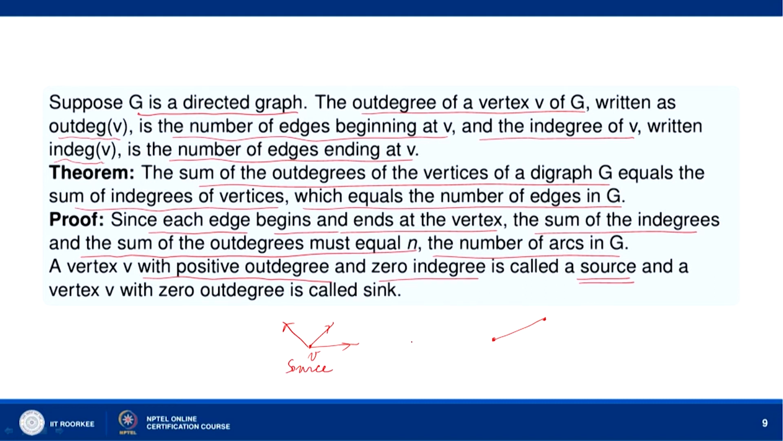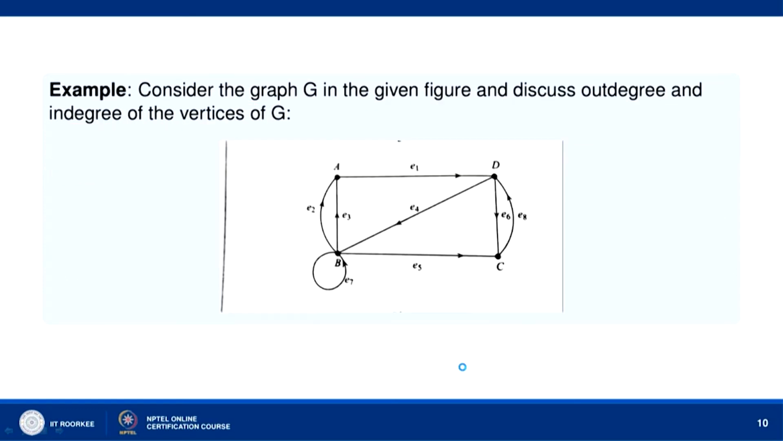And if there is a vertex with 0 out degree and positive in degree, 0 out degree means you have edges ending at B, but no edge is beginning at B. This is called a sink. So, a vertex with positive out degree and 0 in degree is a source, and a vertex with positive in degree and 0 out degree is called a sink. Now, consider the graph G in the given figure and discuss out degree and in degree of the vertices of G.